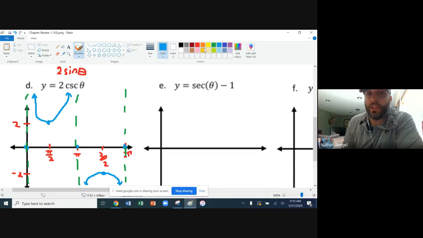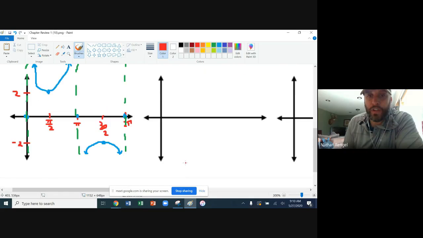E, we are looking at a secant. So we think about the reciprocal of secant. Reciprocal of secant is cosine theta minus 1. So that gives us a k value of negative 1. So we'll graph down to negative 2 here. And we'll make this negative 1. And that would make this 1, and this 2.